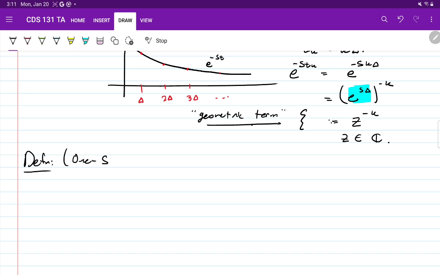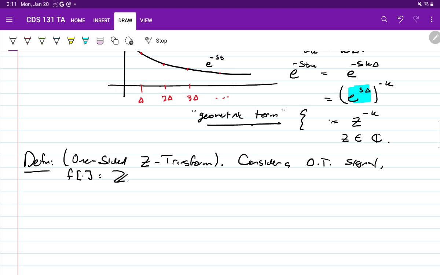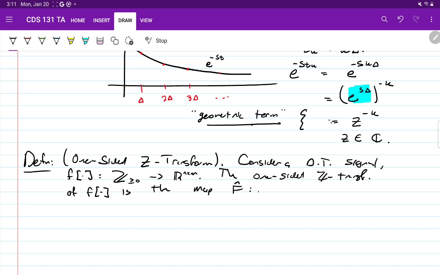So, definition: one-sided Z transform. Consider a discrete time signal, which I'll denote f with square brackets, that goes from k greater than or equal to 0 into R^(n by m). So the one-sided Z transform of f is the map on the complex numbers, f hat, which goes from omega into C^(n by m).